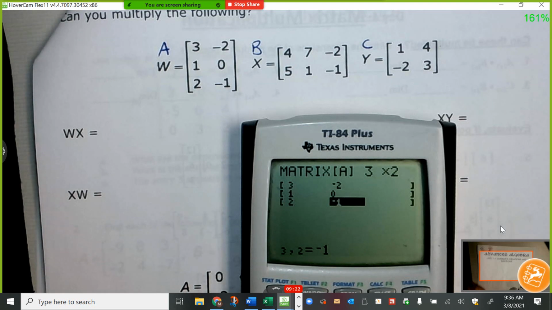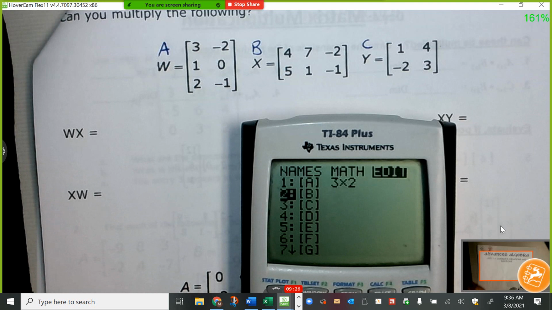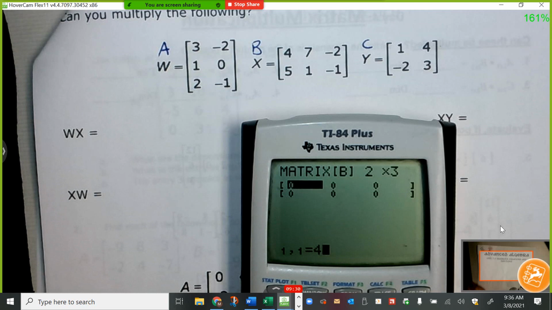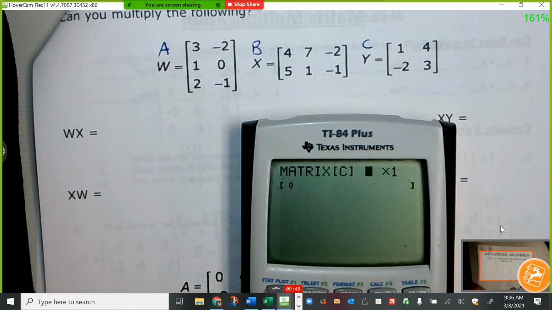So then you'll hit second matrix again, edit, go down to B. B is a 2 by 3, 4, 7, negative 2, 5, 1, negative 1. Second matrix, edit, go down to C. This is a 2 by 2.